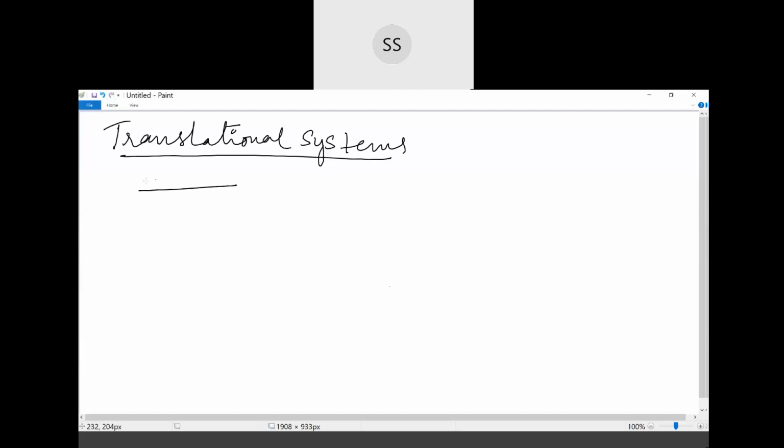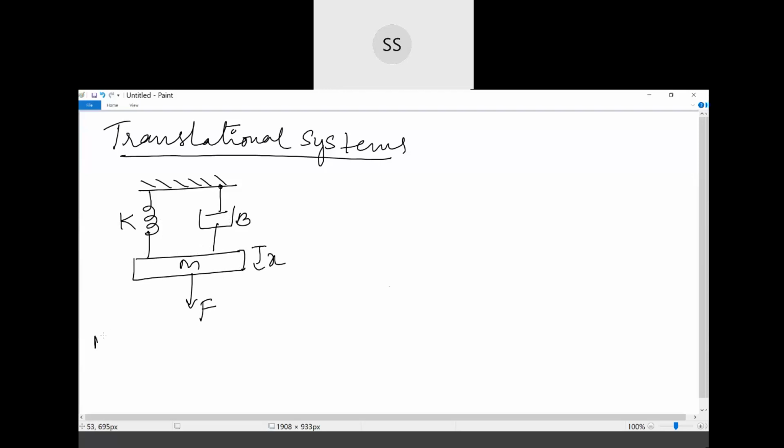So now consider a translational system which has a spring, one friction element and then a mass. Force F is applied. Because of that there is a displacement x, k is the spring constant and b is the friction constant. Such a system is called a mass spring dashpot system.